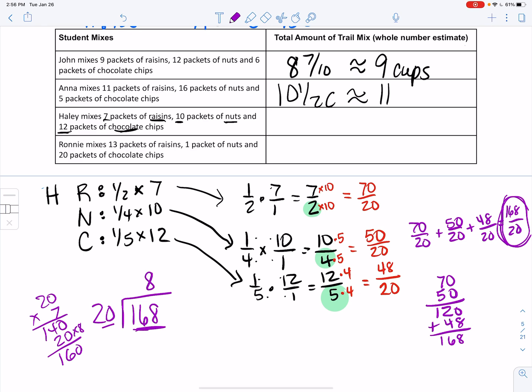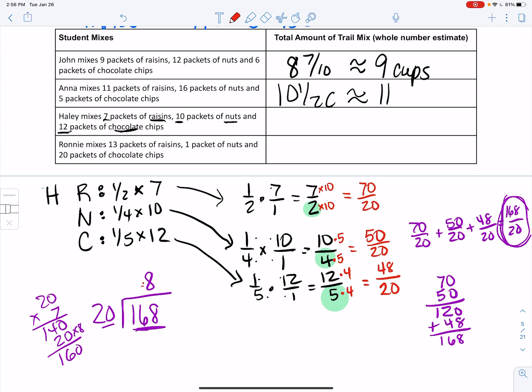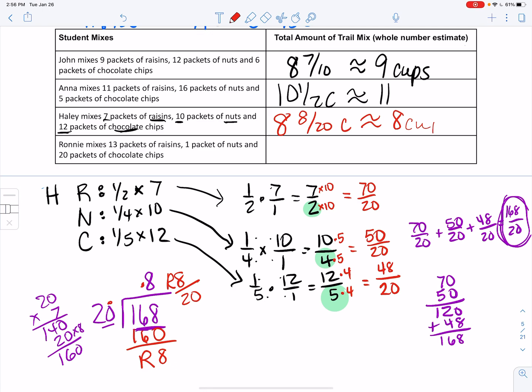So if I put my 8 right there, let's follow. 8 times 20 becomes 160, and I have a remainder of 8. So that remainder of 8 will go over top of the 20. Okay, I know that's complicated. So it's 8 and 8/20 cup, which is approximately equal to 8 cups. See, it's smaller, so I have to do that.